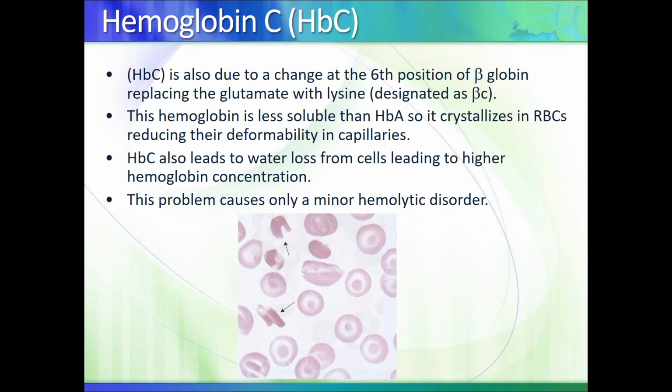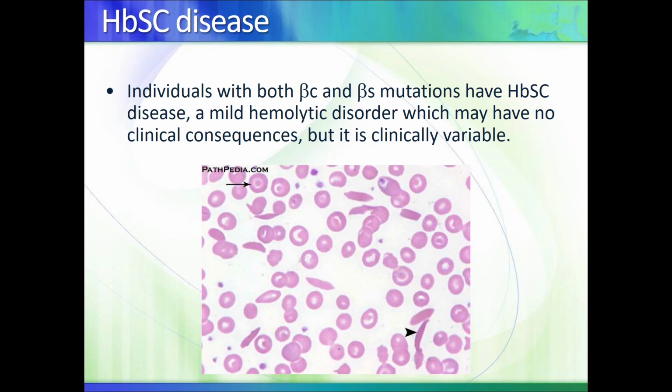HbC also leads to water loss, resulting in smaller red blood cells and increasing the concentration of the hemoglobin protein. In terms of severity, it's not really severe. It's mild. It can result in minor hemolytic disorder. Now, individuals can actually also have what is known as HbSC. That is, you have one chain mutated with sickled hemoglobin, and you have the other chain having a mutation for HbC. So that results in this condition right here, HbSC. Now, these individuals, amazingly, there is no clinical consequence. The severity is variable, it depends on the individual, but really you have mild hemolytic disorder in these individuals.